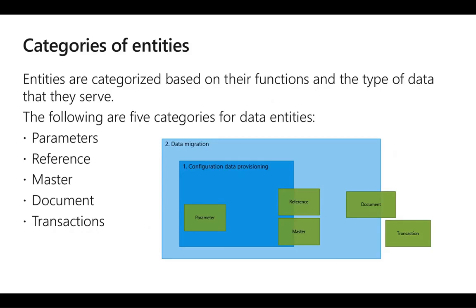Entities are categorized based on their functions and the type of data that they serve. The following are five categories for data entities: parameters, references, master, document, and transactions.